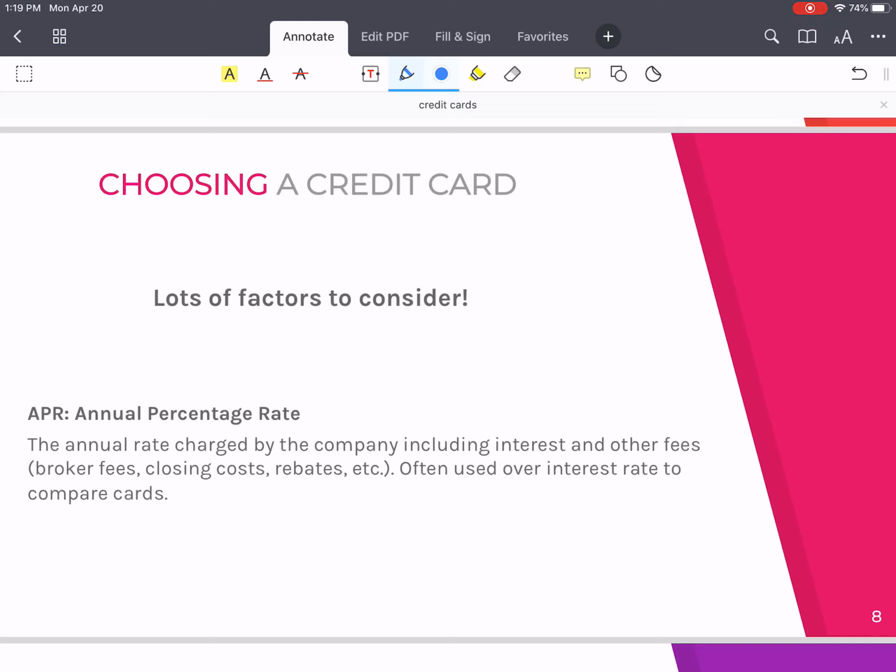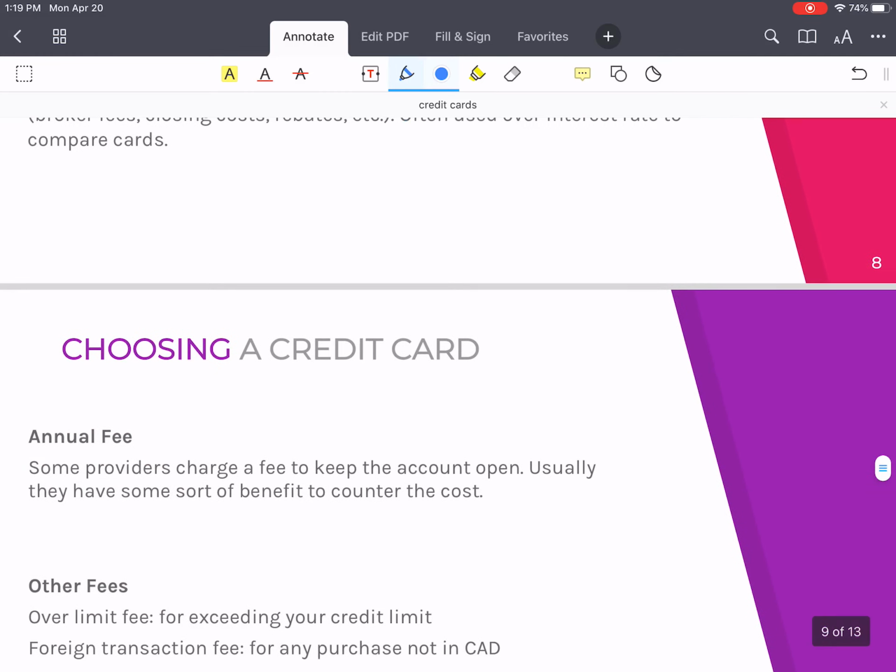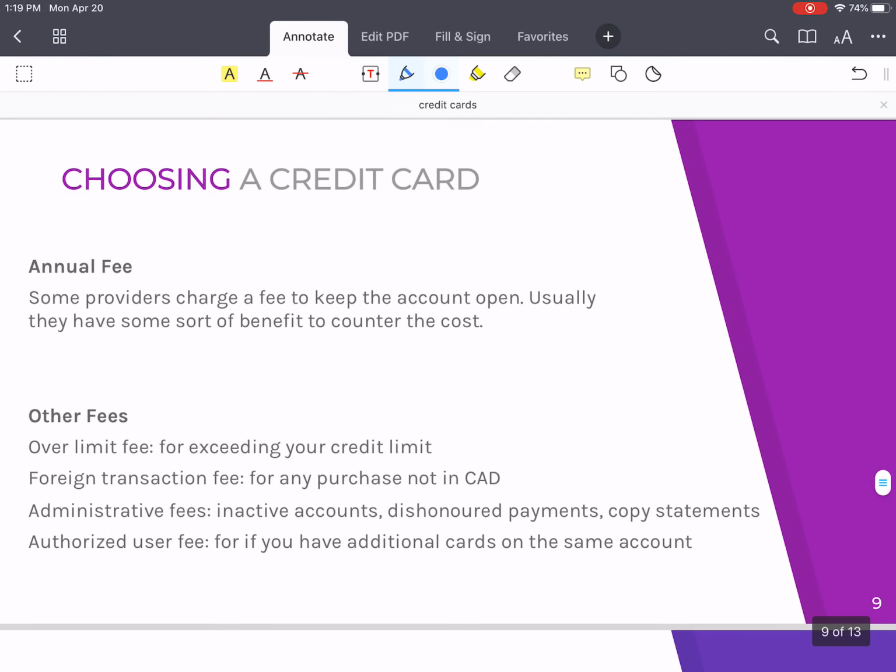So APR, annual percentage rate. So that's the first thing. Obviously, you want to choose a card that doesn't have a super, super high interest rate. Okay, lower the better. The next thing, some cards have an annual fee. So this goes basically towards keeping your account open. And often there's not an annual fee, but if there is, there's usually some sort of a benefit to paying that fee. It comes out in the wash in some other way, maybe some better rewards, maybe some other thing, I don't know.